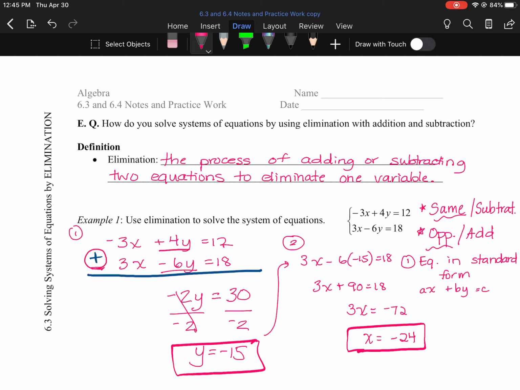The other reason we would want to use elimination here is because if you look at both equations, it would be more difficult to solve by substitution because I don't have any variables that are isolated. And I could, but I might have fractions in the way. So that's another reason we want to use elimination.